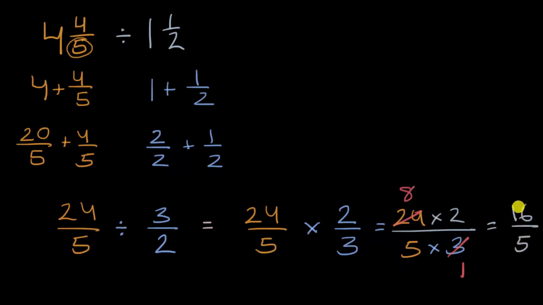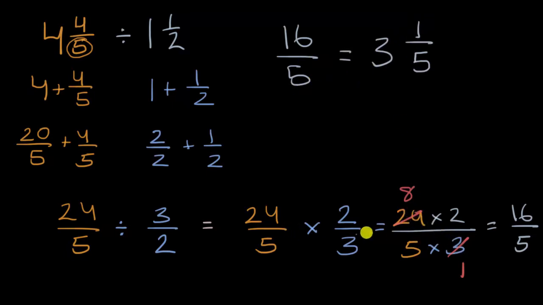So you get 16/5. And then if you want to express that as a mixed number, 16 over 5, well, 5 goes into 16 3 times with 1 left over. So this is 3 1/5.